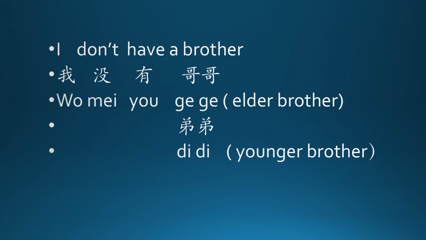So, 我没有哥哥. I don't have an older brother. 我没有弟弟. I don't have a younger brother. Now, because you're saying I don't have, you don't need to specify the number of brothers that you don't have, because you don't have any, so why do you need to specify how many you don't have?